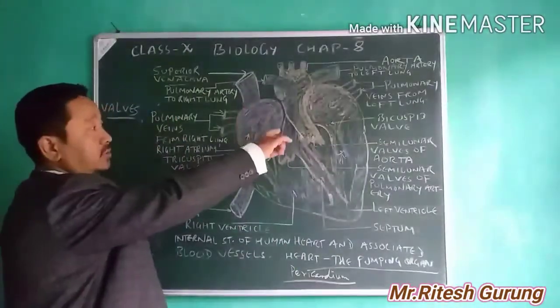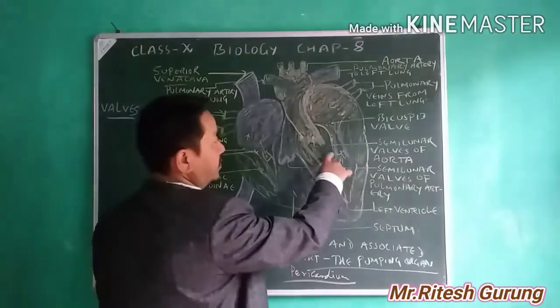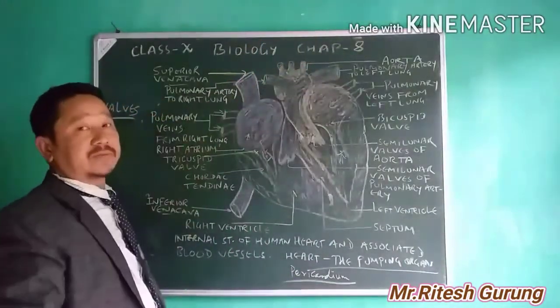Okay, then auricles will, which auricle? Left auricle. From the left auricle it goes down again to the ventricle, and from there it will be supplied to the different parts of the body.